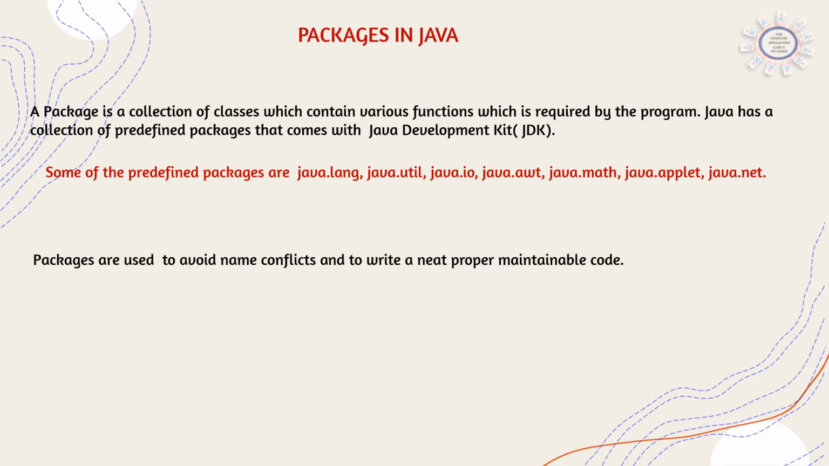Packages are also used to avoid name conflicts. We know when we compile the program in BlueJ, if we have the same name in two programs, it will show that another class has the same name. So it is a name conflict. Packages help us to avoid these name conflicts and write neat, proper, maintainable code. Two types of packages are there: built-in package and user-defined package.